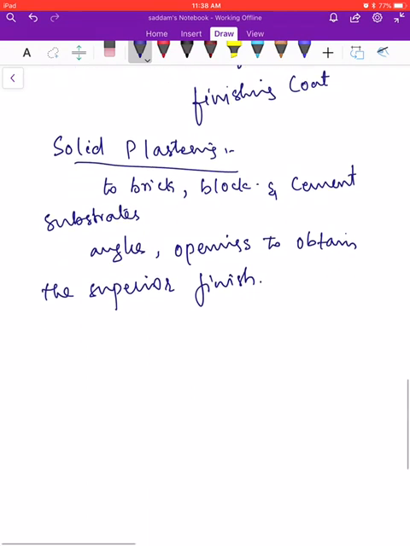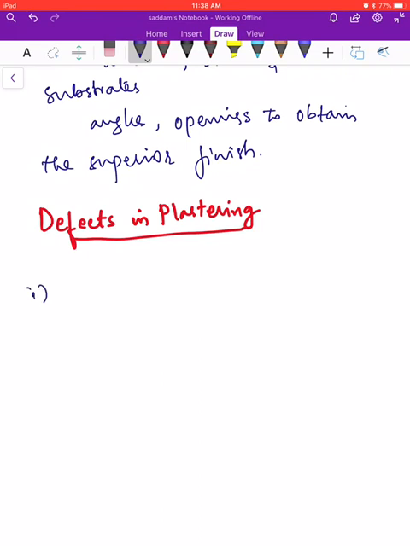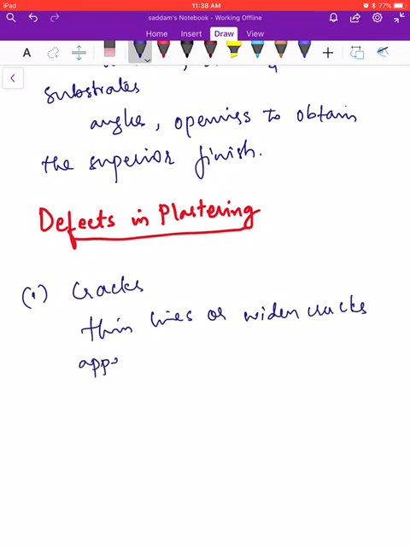Now let us discuss what are the defects in plastering. First defect is formation of cracks. Cracks appear on the plastered surface in the form of thin lines or wider cracks. So thin lines or wider cracks appear on the surface after plastering.